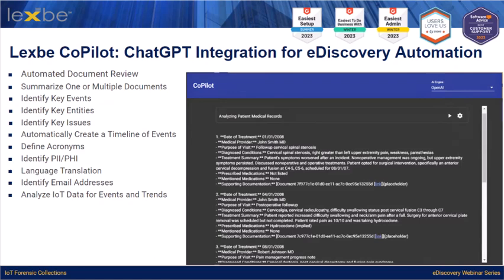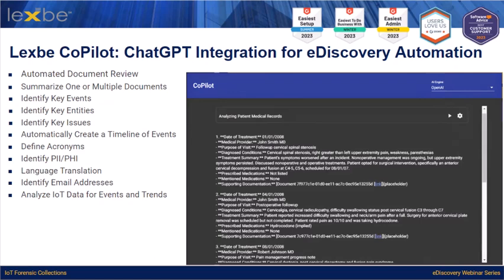It can summarize one or multiple documents. And in the screenshot to the right, this is a summary of multiple medical records that includes the date of treatment, the medical provider, the purpose of the visit, what the diagnosed conditions were, and a treatment summary. It also automatically identifies key events, key entities, and key issues. It can create a timeline of events.